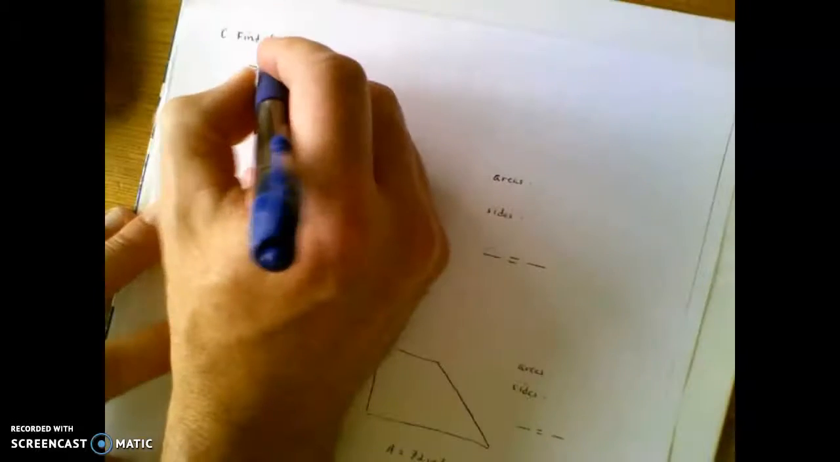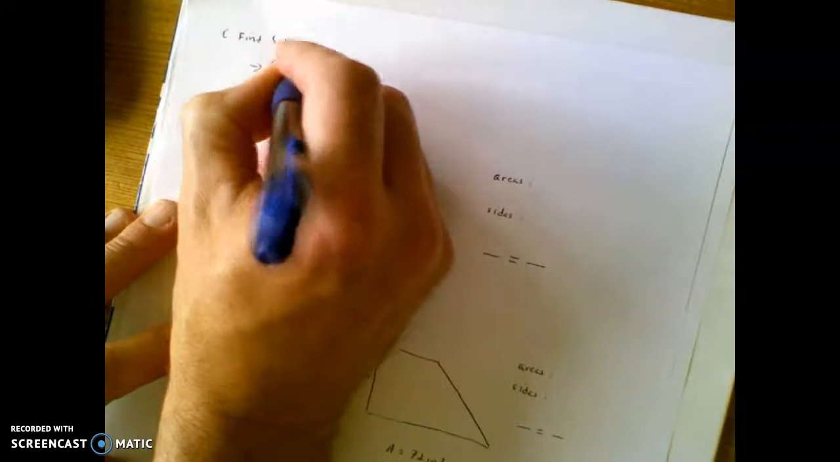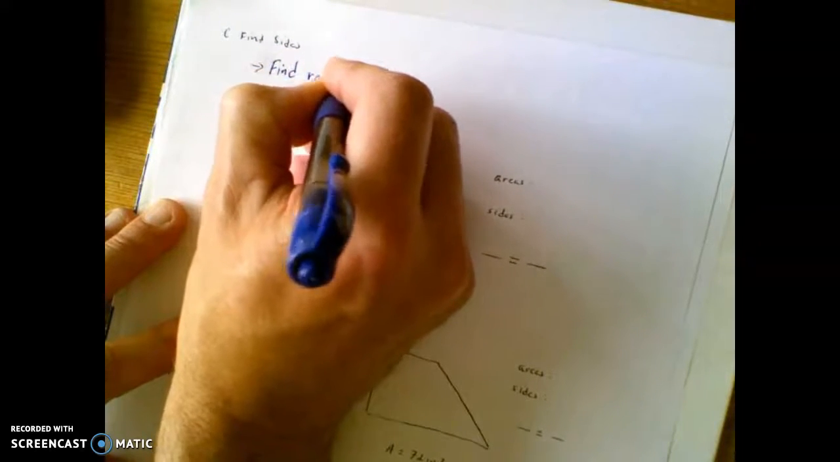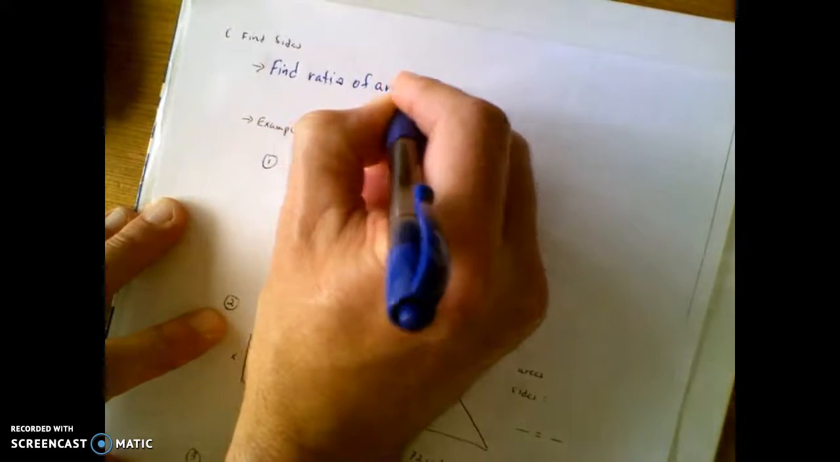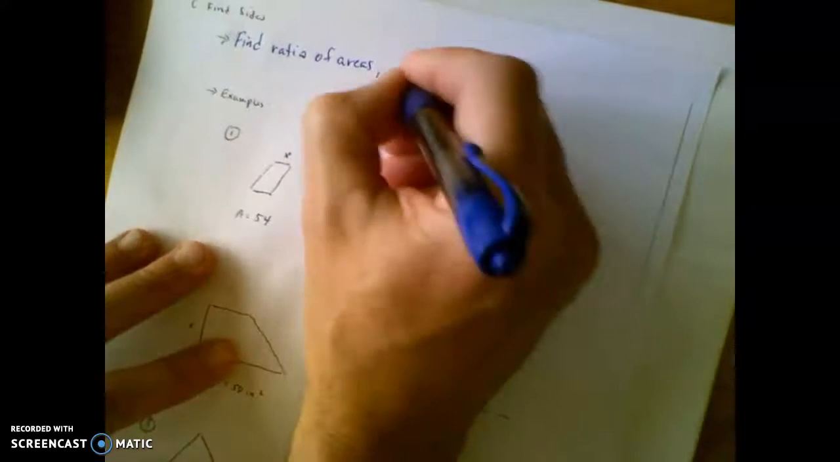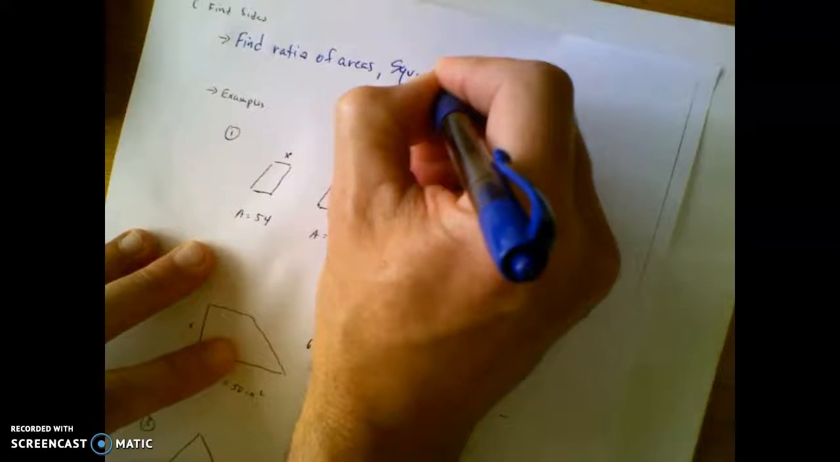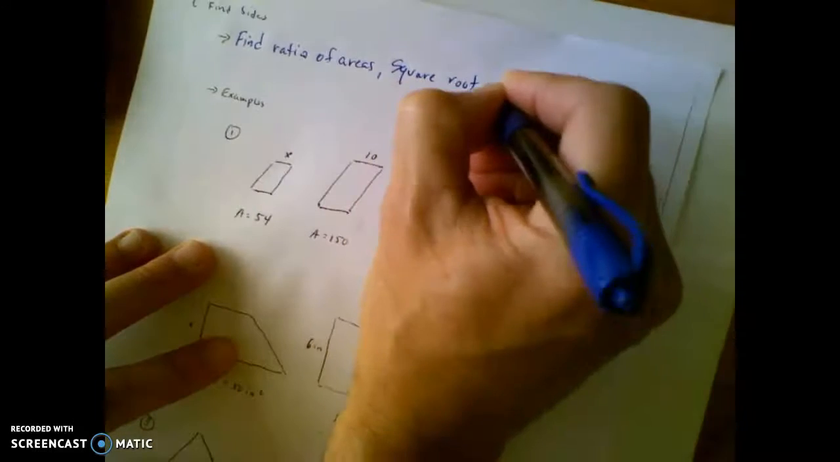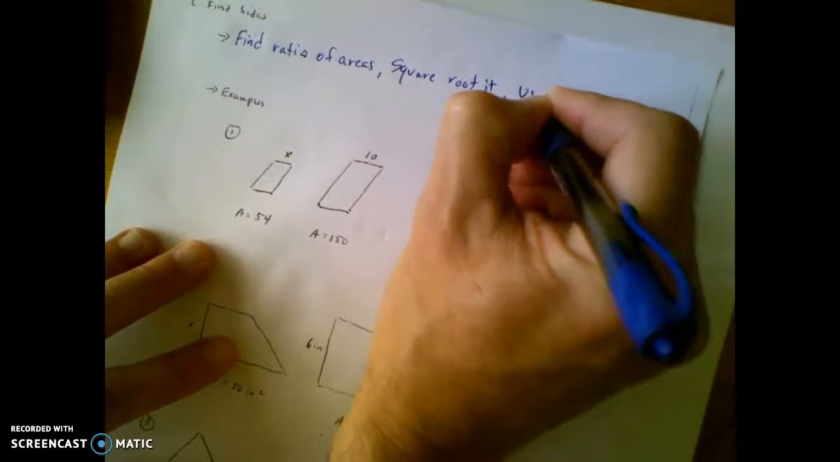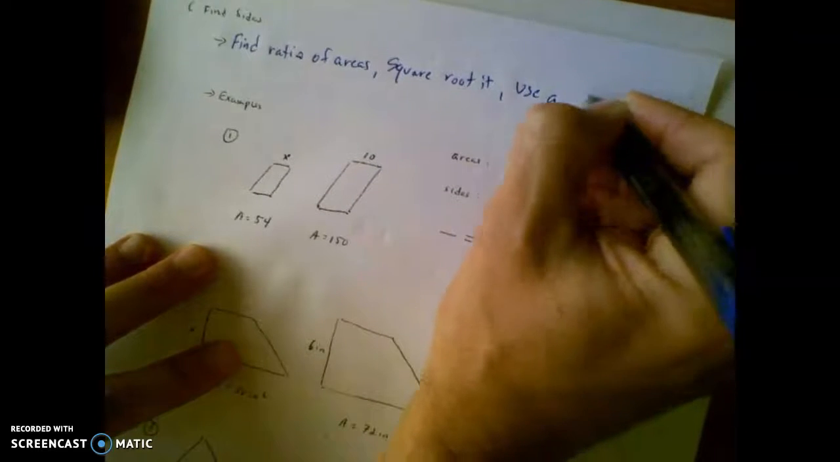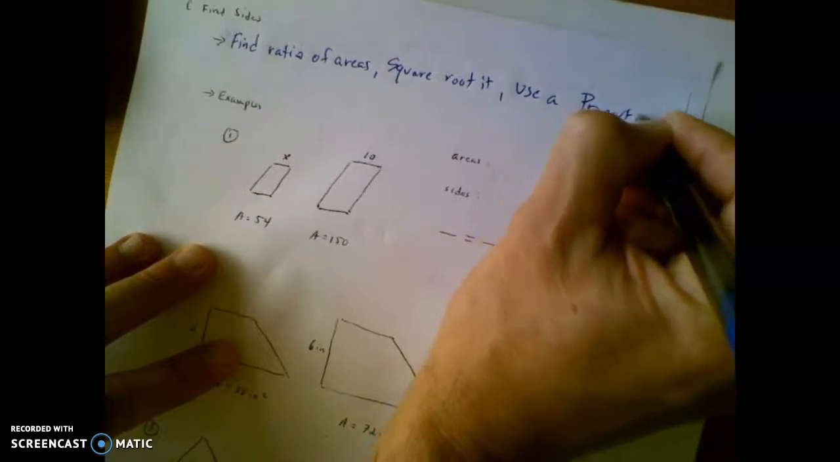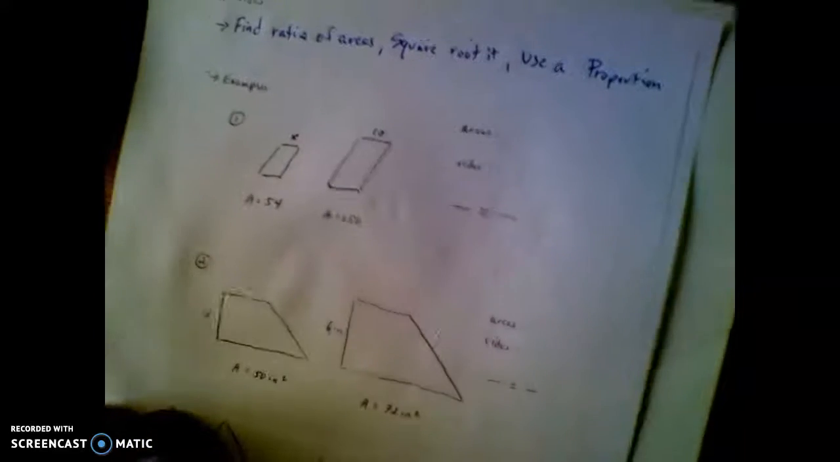All right, so that's one kind. Completed notes are in the file. The other one's where you're going to be asked to find a side. In this one, you're going to be given the areas. So in this one, you're going to find the ratio of the areas. And then you're going to square root it. And then use a proportion. So watch how I do that.